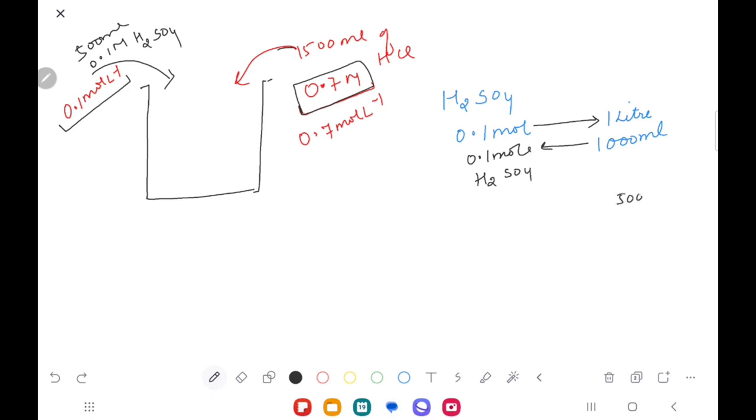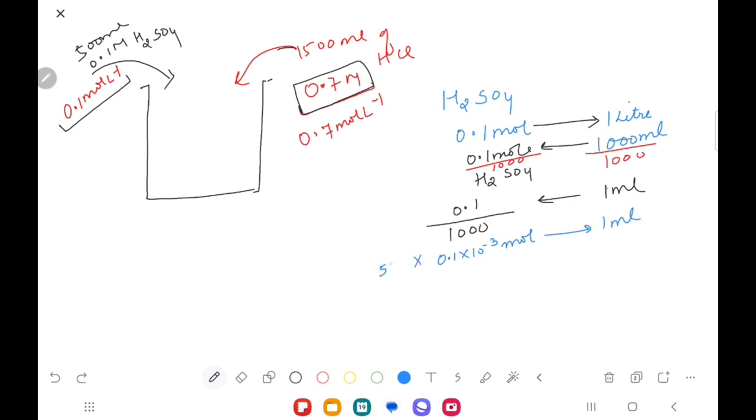So don't you think 500 ml should contain how much? 0.1 over half of it? Because if you half both sides, isn't it? So basically what I'm trying to explain is this. Just calculate one thing. In 1 ml, how many moles of H2SO4 would you have? 0.1 over 1000, because I divide by 1000 on both sides. So we would have 0.1 into 10 raised to power minus 3. These many moles I will have in 1 ml.